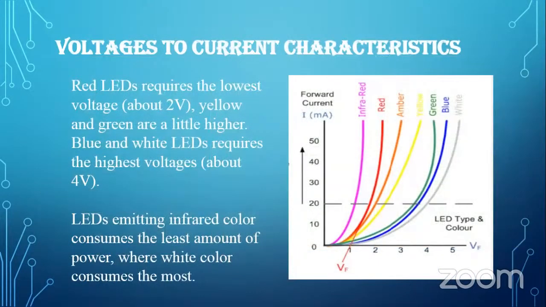Now, let us discuss voltage to current characteristics, which is abbreviated as VI characteristics. Here, the red LED requires the lowest voltage, yellow and green LEDs require a slightly higher voltage, and blue and white LEDs require the highest voltage. LEDs emitting infrared color consume the least amount of power, while the white color consumes the most. The voltage for the remaining colors can be seen in this graph.